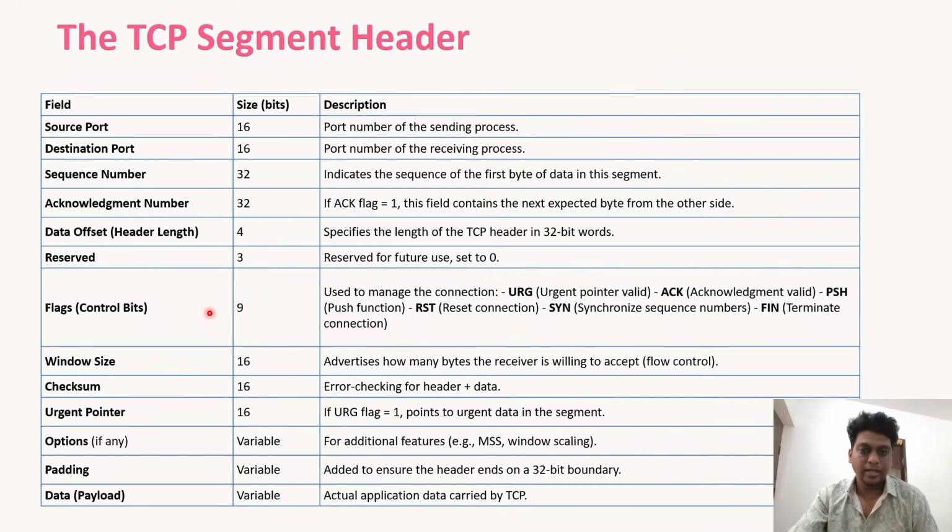Then it has 6 separate control flags or control bits. The window size helps in advertising how many bytes the receiver is willing to accept; it helps in the flow control mechanism. Then the checksum, the error control mechanism, is useful for checking errors with the help of the header and data. Then the urgent pointer: if the urgent flag is set to 1, it points to the urgent data in the segment. For additional features, the options and padding are used. Then the data payload is the actual application data carried by TCP.